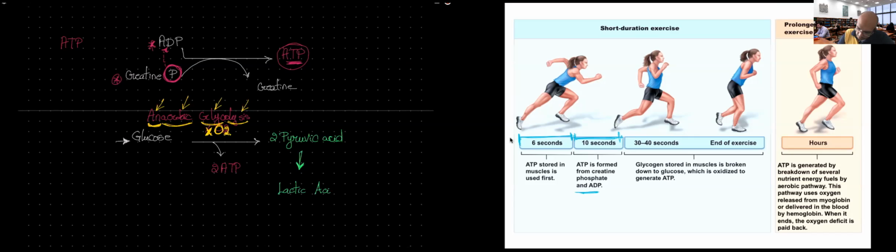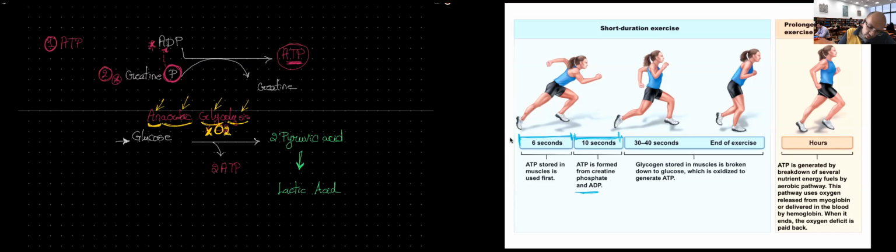So again, first few seconds, you started by breaking down the stored ATP, which is very limited in your muscles. Next, you try to rebuild some of the ATP, consuming the stores of creatine phosphate inside your muscle. Third, you started to break down glucose without oxygen. You don't want to wait for the heart and lungs to get oxygen to your muscles. You're running a sprint, you need something fast. So you decided to break down the glucose without oxygen, anaerobic glycolysis.